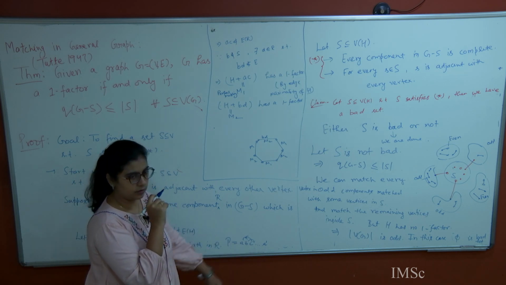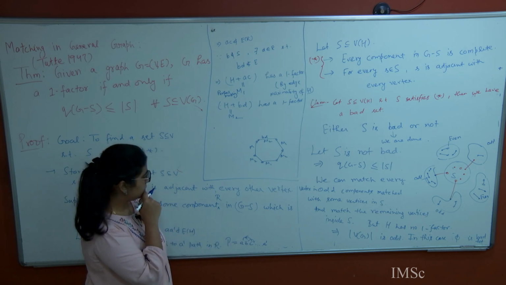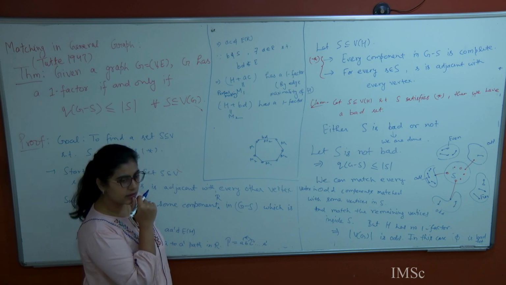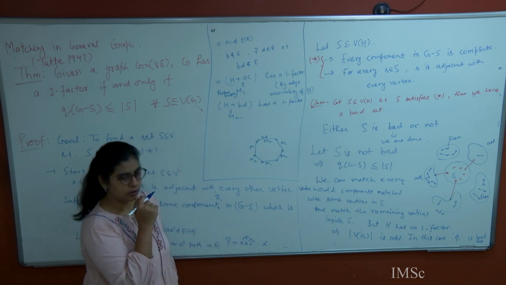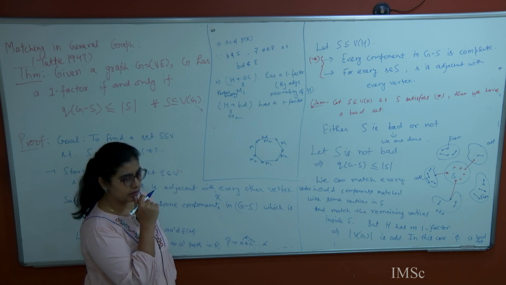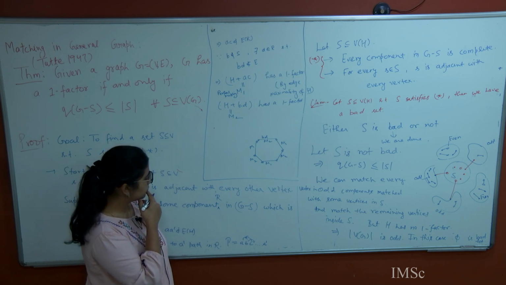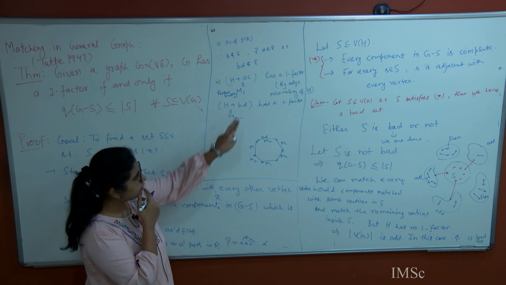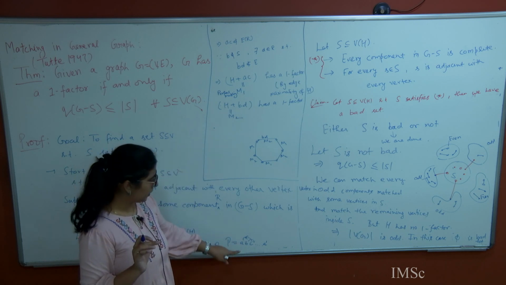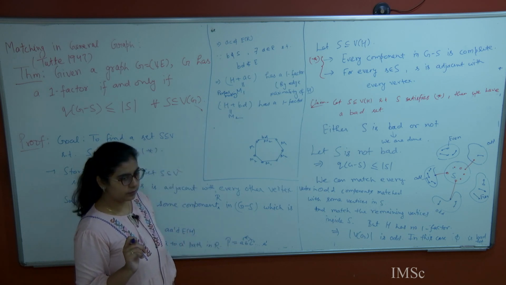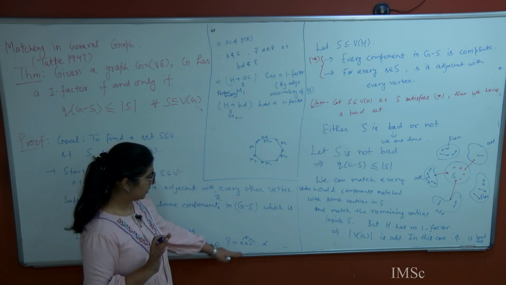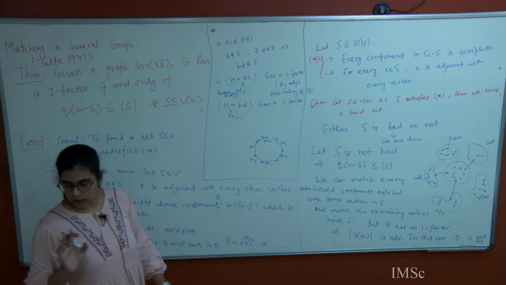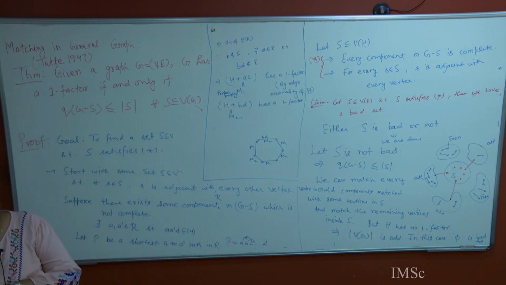Yes, here. But if the path length is 2? No, but A and A prime are not adjacent, right? Yeah, but A, C, A prime. Oh, D is not necessarily in this path. D is not necessarily in this path. It is any vertex in G, right? But then how can you claim that this is not an edge?